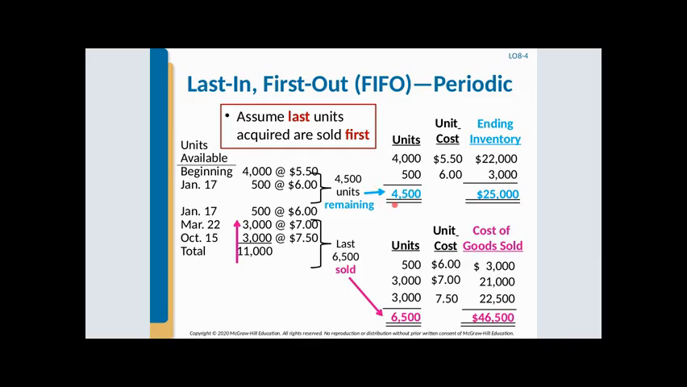So again, we sold the 6,500 units. So the cost of the 6,500 units is coming from the latest purchases, and we're allocating that to the sale. And then the earliest amounts in our inventory will remain in inventory.